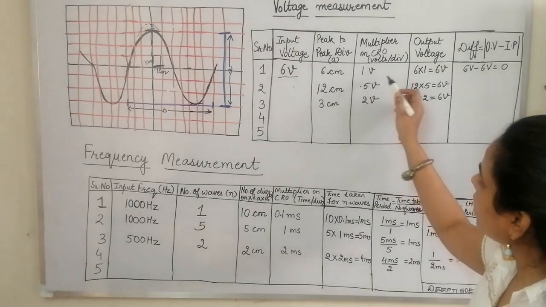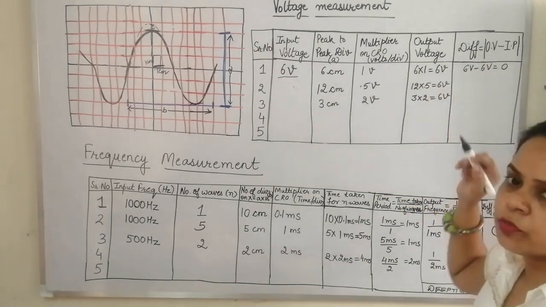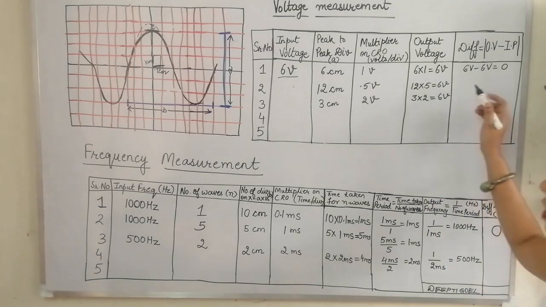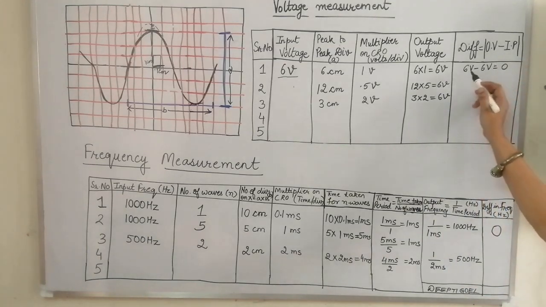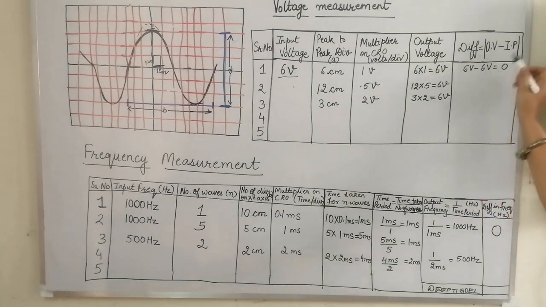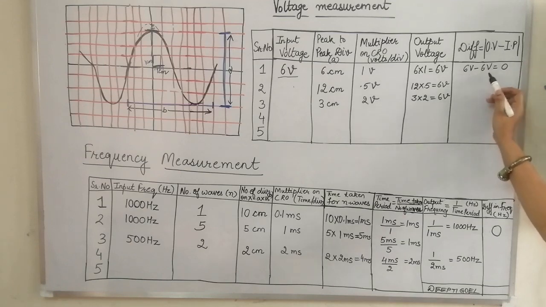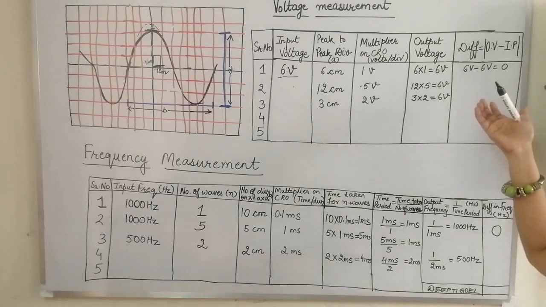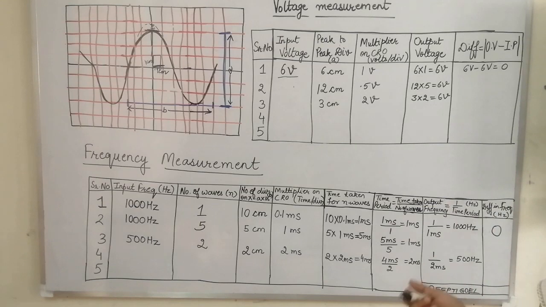So 6 centimeter into 1 volt will be 6 volts. Accordingly, we can check the difference of the output volt and the input volt. We have taken the modulus. So 6 volt minus 6 volt will be 0. Whatever difference is coming, that difference can be seen.